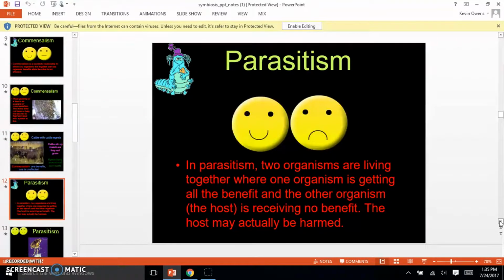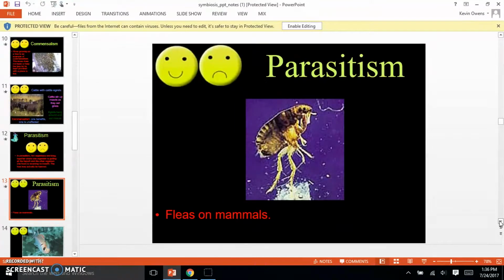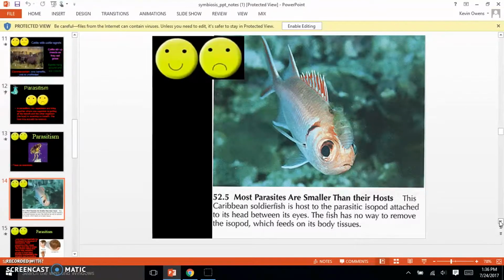Parasitism. In parasitism, two organisms are living together where one organism is getting all the benefit and the other organism, the host, is receiving no benefit. The host may actually be harmed, and most of the time it will be. Fleas on mammals. Nobody likes fleas. They're getting a meal and you're getting the itch. Most parasites are smaller than their host.